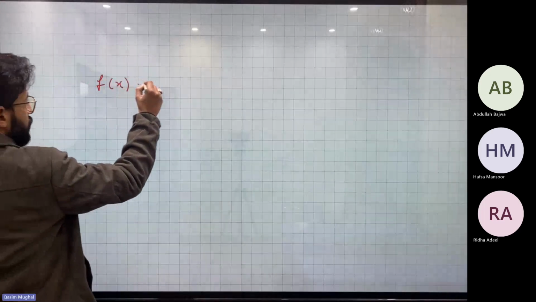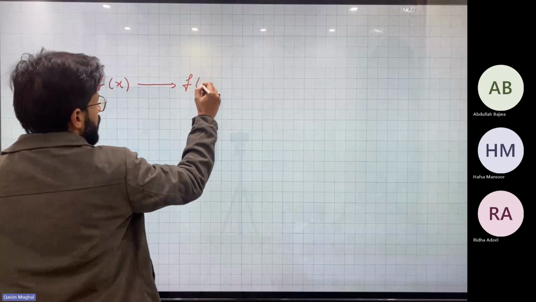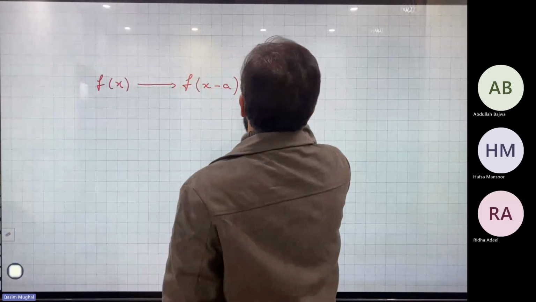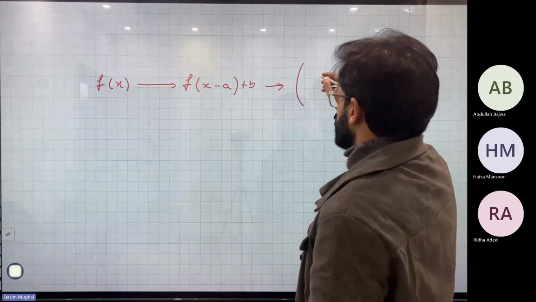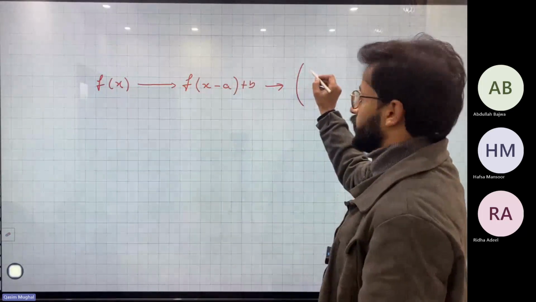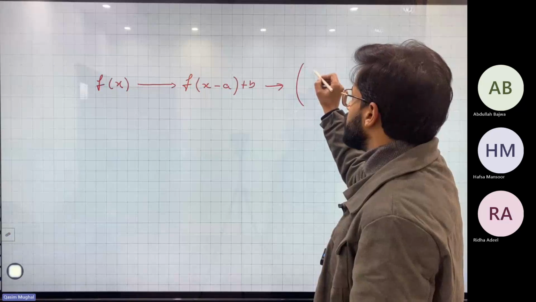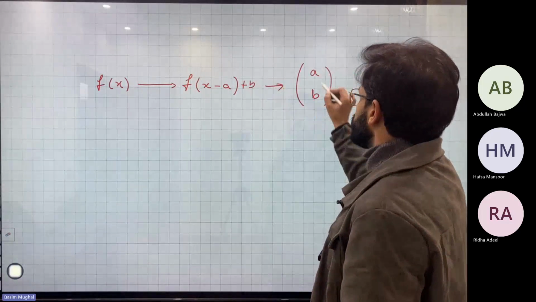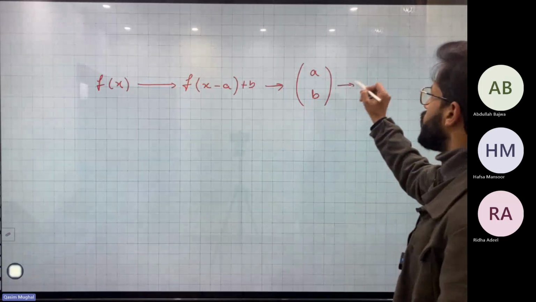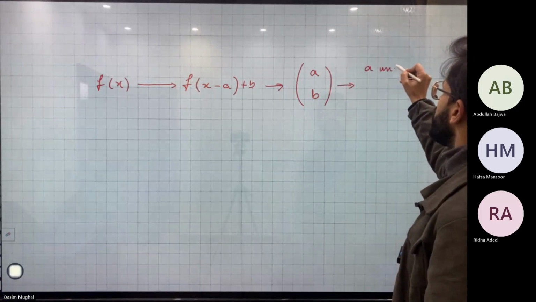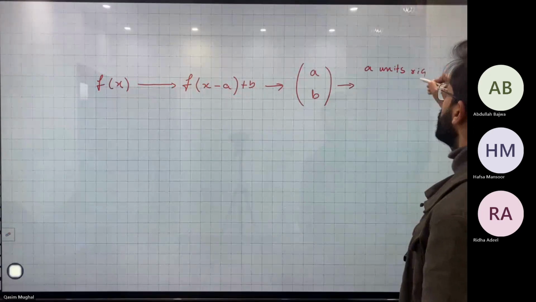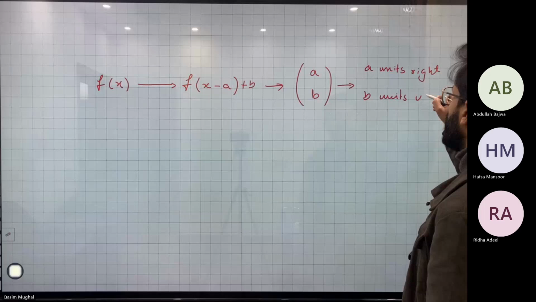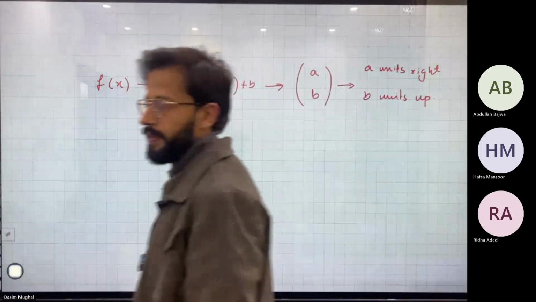If I have the function f of x, and I do x minus a and then plus b, what does this mean? The minus a in the function means plus a in the vector. The plus b comes down as it is. So this graph is going to go a units right and b units up.